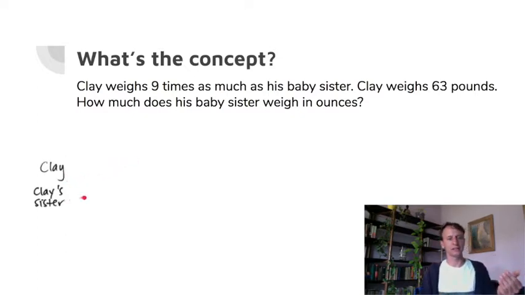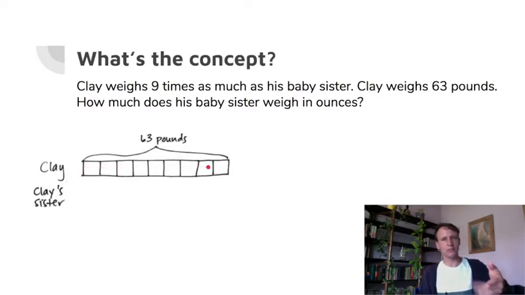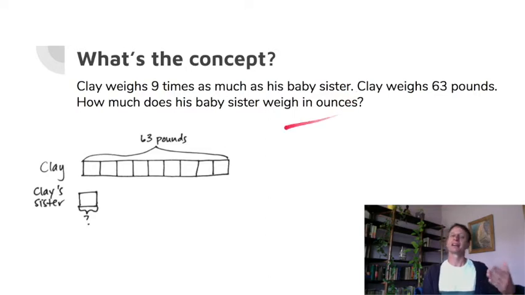We have Clay and Clay's sister. There's his 63 pounds. Now why did I divide it into 9? Right, because his sister is going to be one of those little cubes. And so when you do this, you're not going to make the mistake of multiplying these 2 numbers. Okay, so what are we doing then? He's 9 times as much.